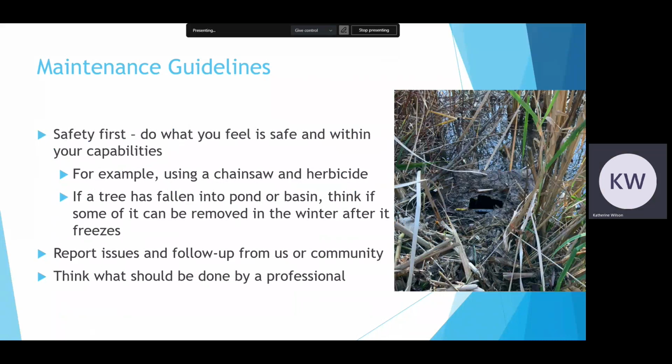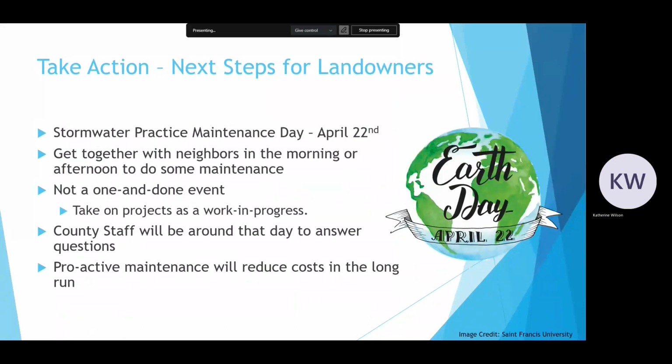You can report any issues or concerns to us, and remember, if you don't feel comfortable doing any maintenance, you can enlist a professional. We are promoting our first ever Stormwater Practice Maintenance Day this coming Earth Day, April 22nd. We will be on call, and we're hoping you and your neighbors can get together and complete some of the maintenance identified in the presentation. Keep in mind, this is not a one and done event. Some of these projects are going to be work in progress, so don't get overwhelmed. Identify a couple items you can do this year and then keep chipping away at it.